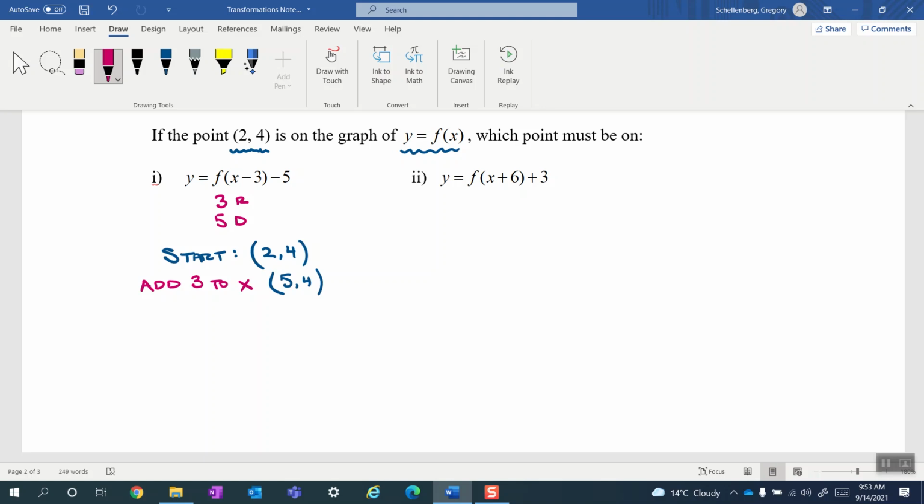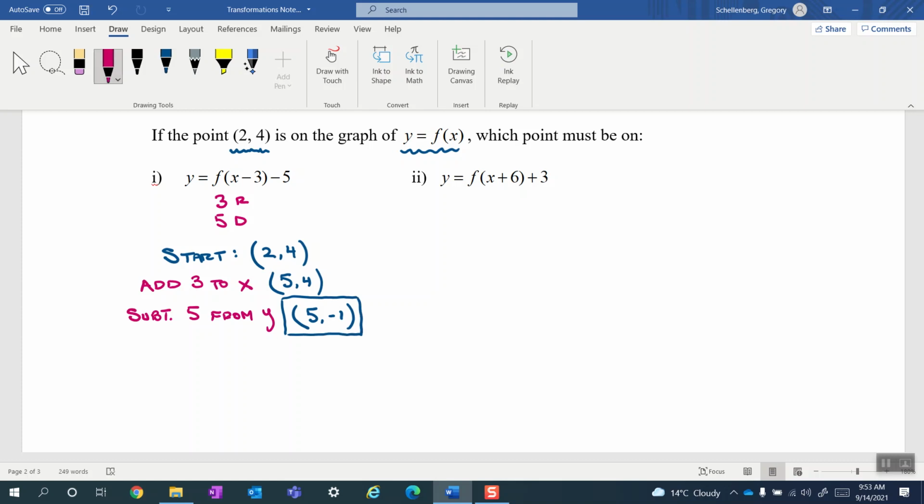And if we're shifting or translating 5 units down, we are subtracting 5 units from the y coordinate. And so we end up with 5 and -1, and that's our final for the first question.